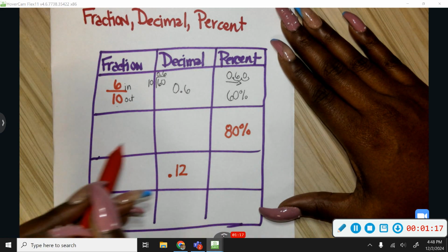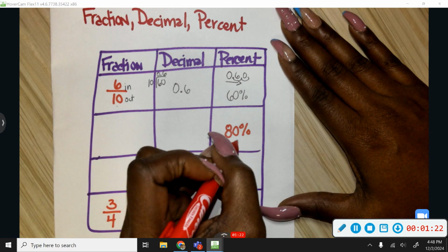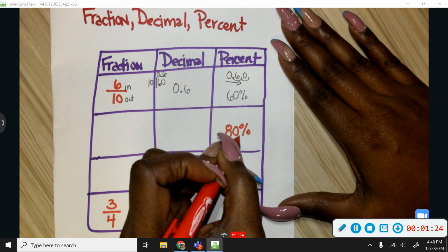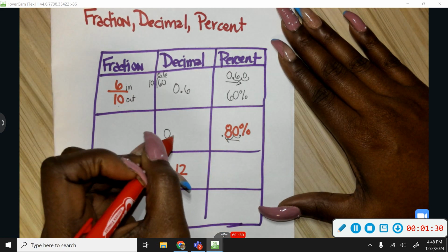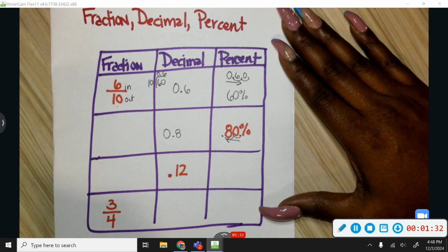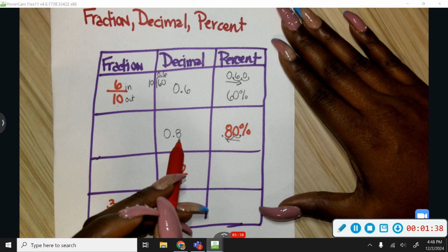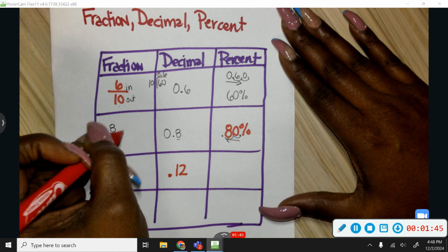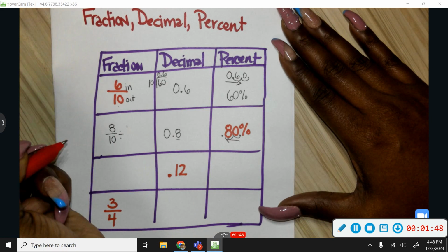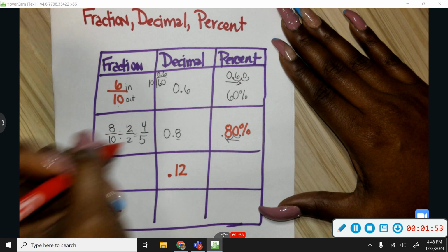In this case, again, we're just working our way backwards. They're giving us our percent. To turn it into a decimal, I'm going to move it 2 times to the left. 1, 2. And then look at your place value. In this case, my place value is in my tenths. So I would go 8 over 10. And I can reduce that down by 2. And that gives me 4 over 5.